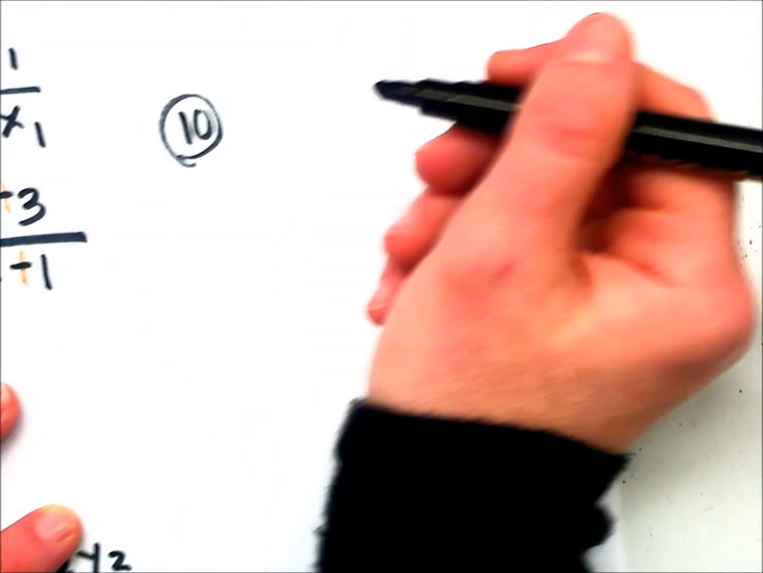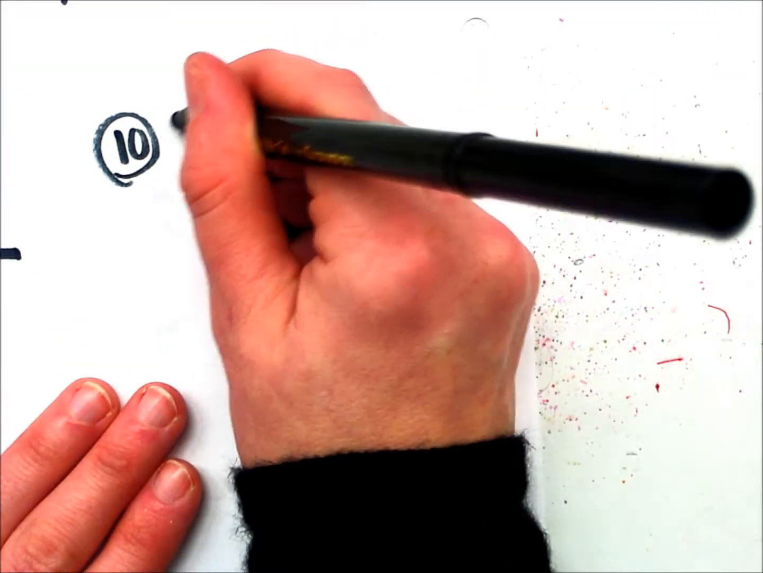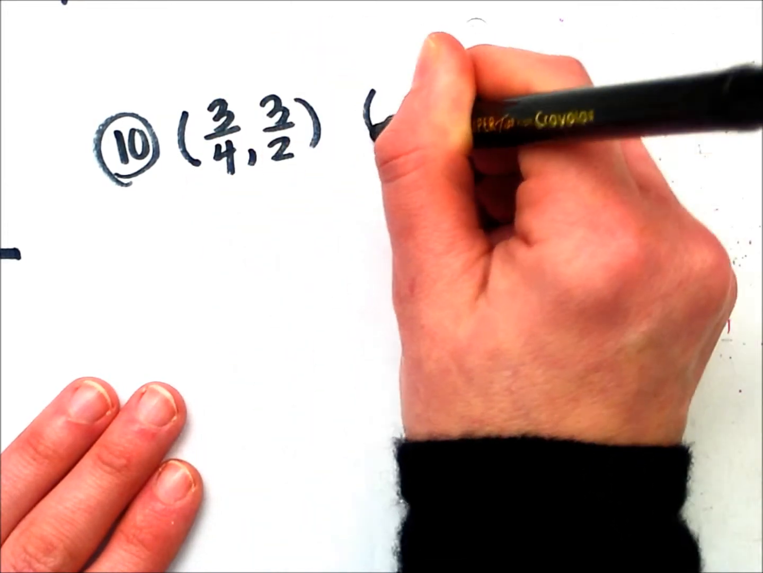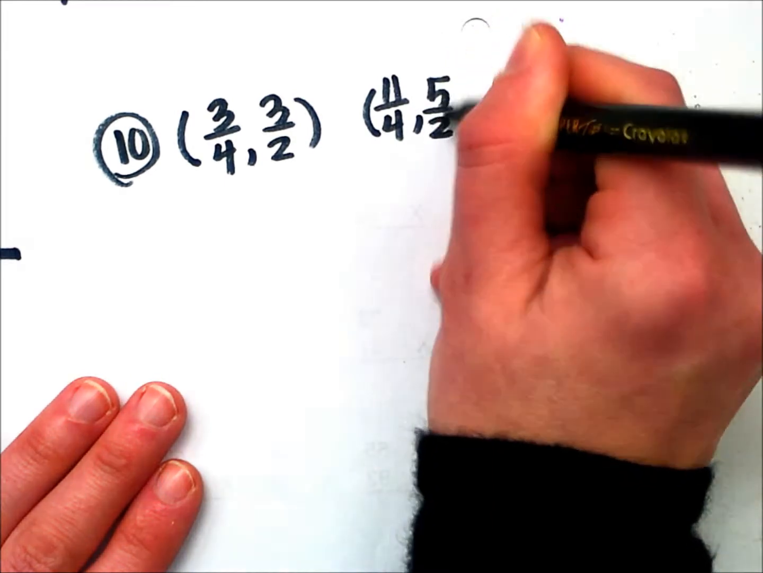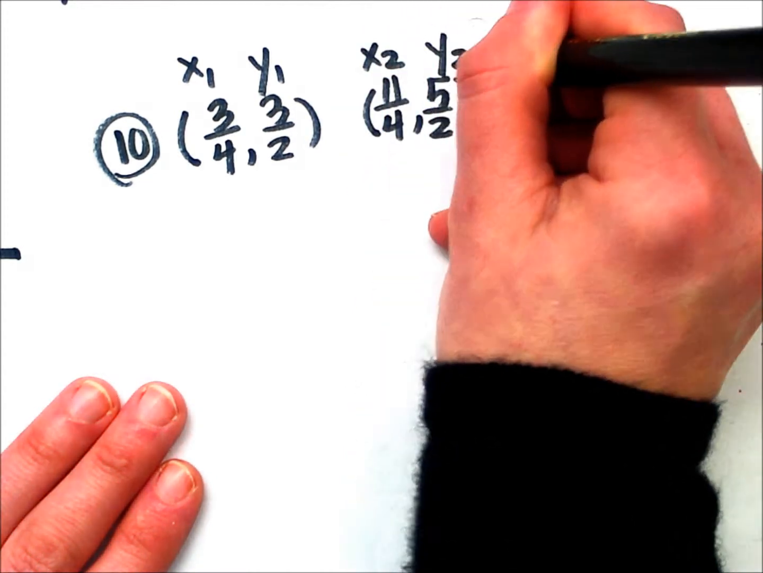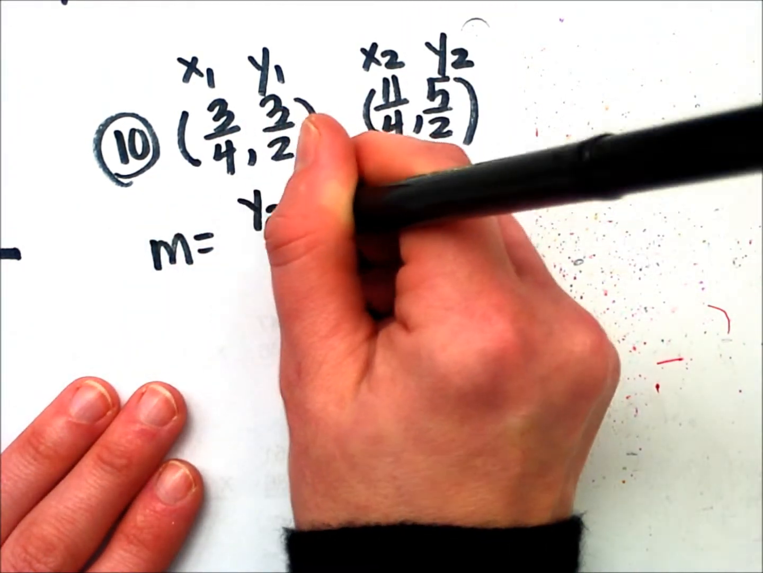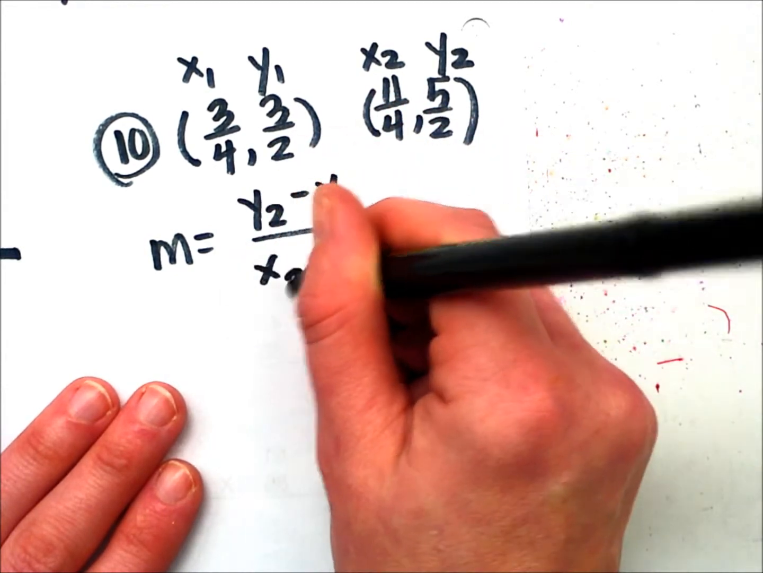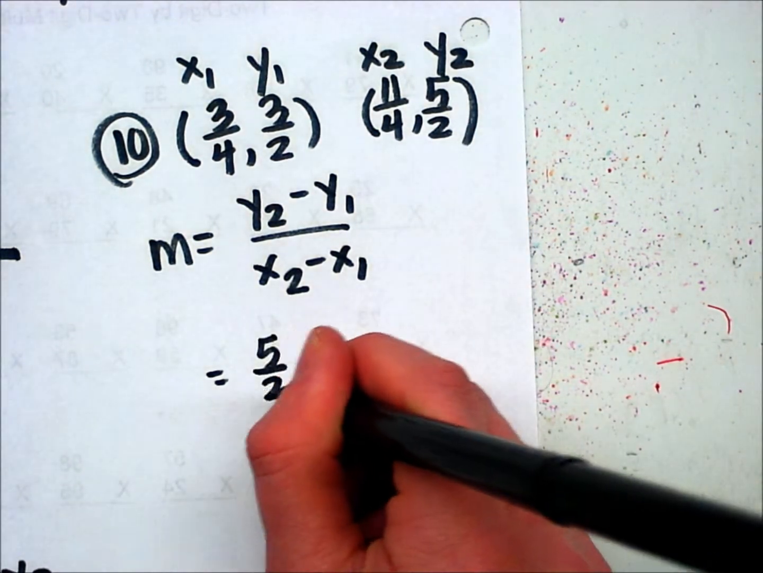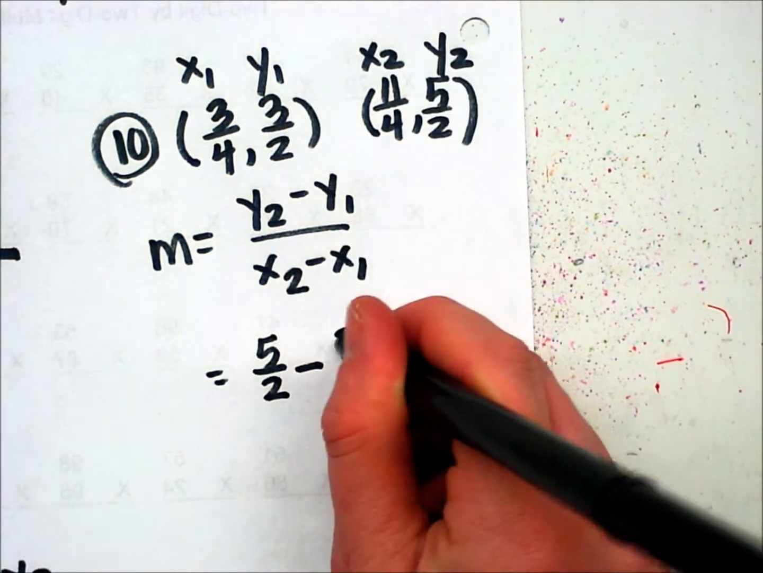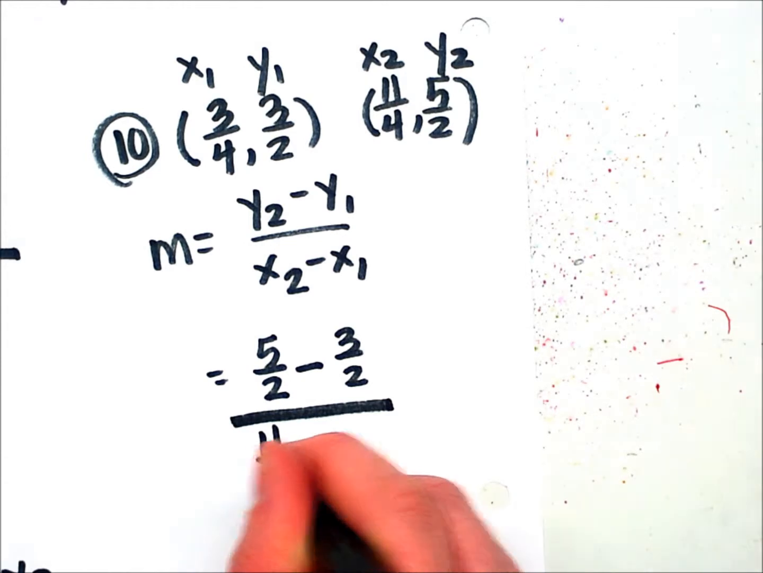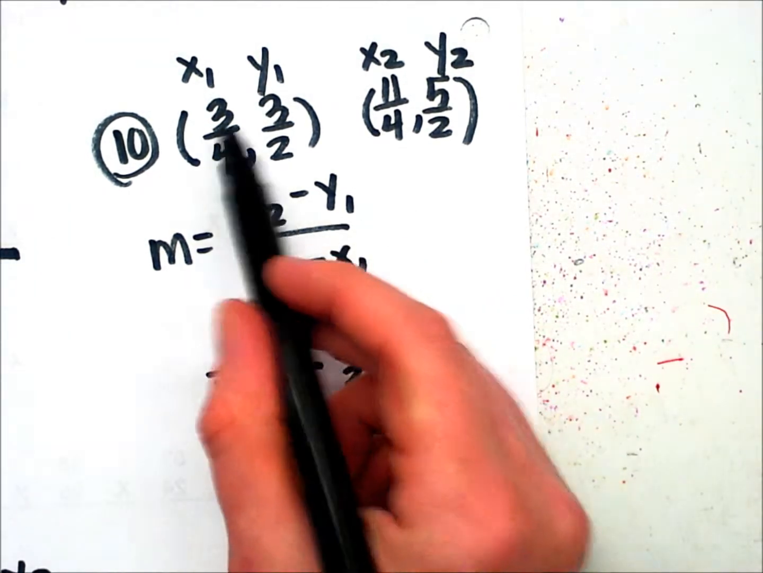Then in number 10, your points were unique. You had the points (3/4, 3/2) and (11/4, 5/2). I'm still going to start off by labeling them, and I'm going to go ahead and write my slope formula just like I do for every other problem. Y sub 2 it says is 5/2, minus y sub 1 it says is 3/2, over x sub 2 is 11/4, minus x sub 1 is 3/4.